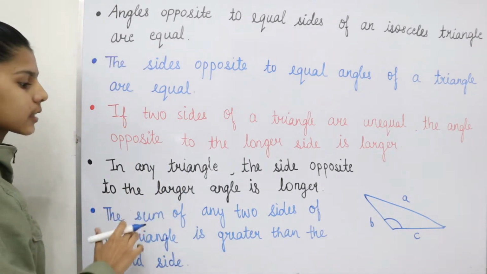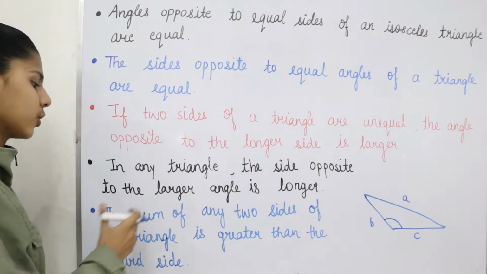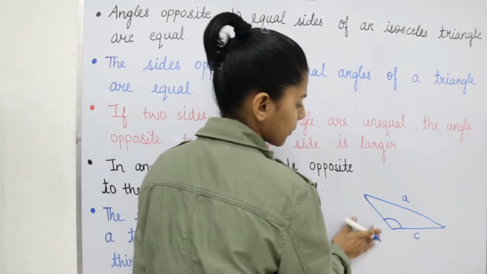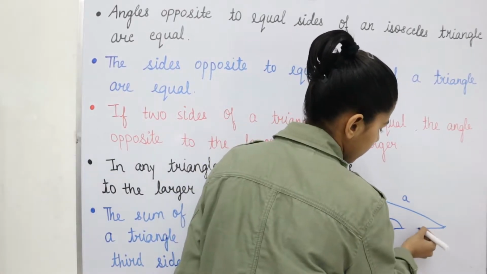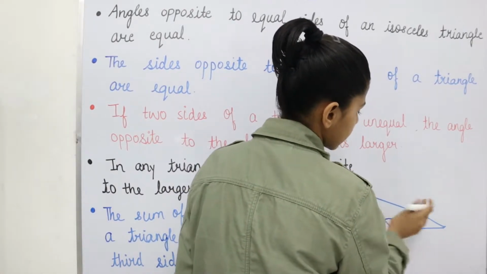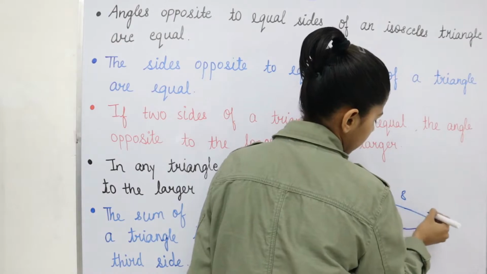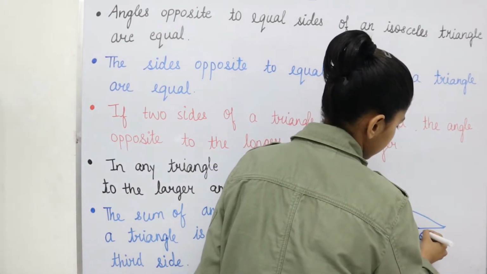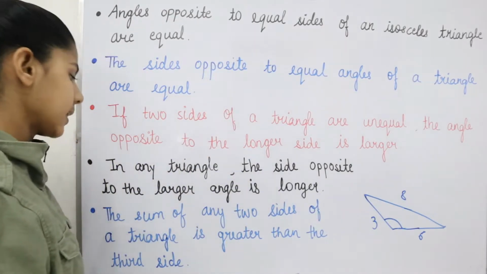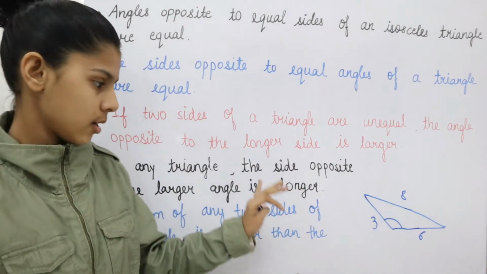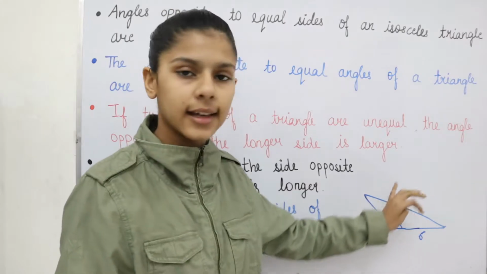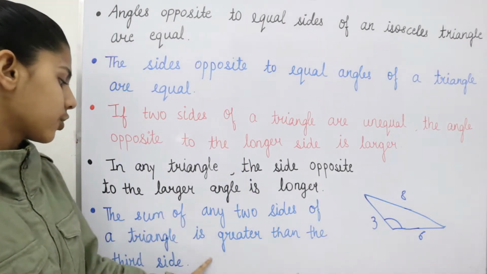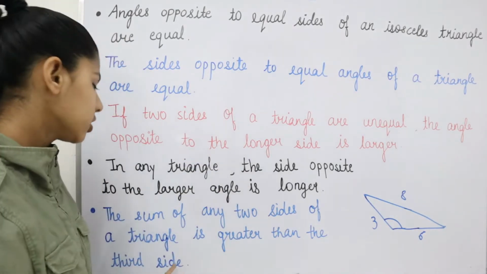Fifth one is the sum of any two sides of a triangle is greater than the third side. So let's say we will take this triangle, this side is 8 centimeter, this side is 3 centimeter, and this side is 6 centimeter. So it is saying that the sum of any two sides, we can add any two sides. The sum of any two sides of a triangle is greater than the third side.